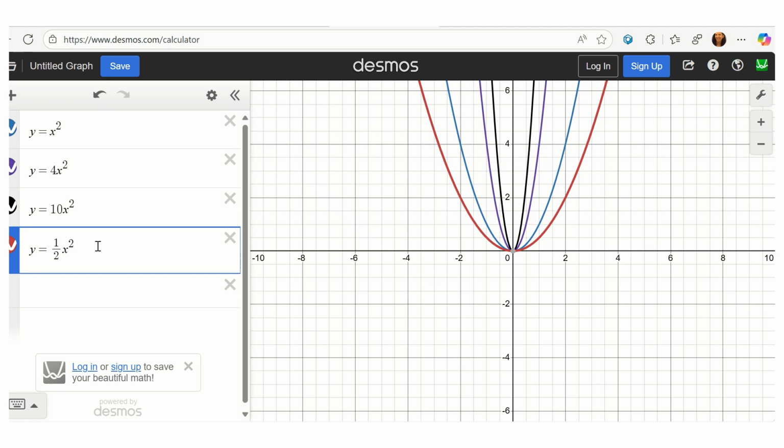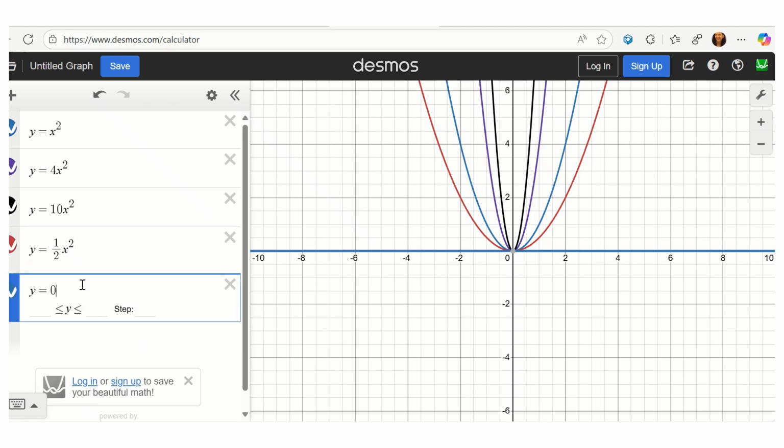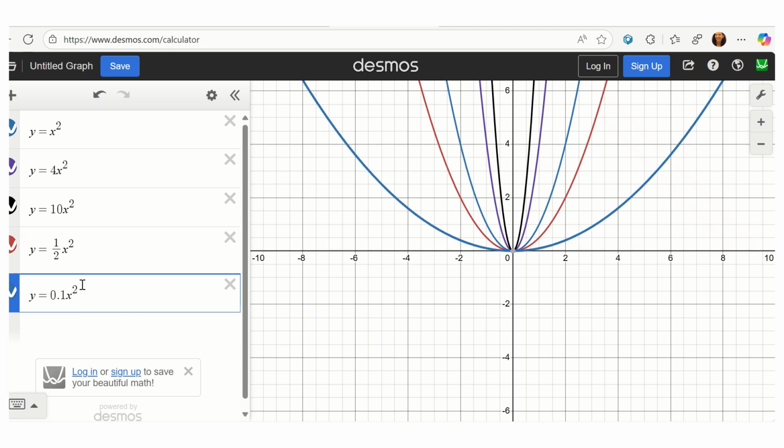Okay, you could say wider, bigger, fat. I guess we could say fat. Now we'll do a 0.1. That's 1/10. And that made it even wider. So multiplying the x squared by a number changes the dilation. This one doesn't move it on the coordinate plane, but it does change the shape. Okay, so we've got that going on.